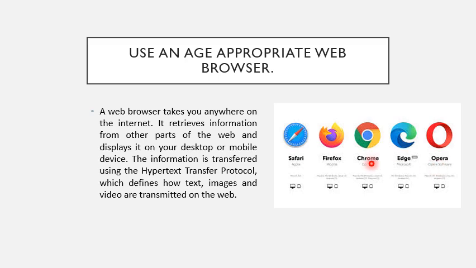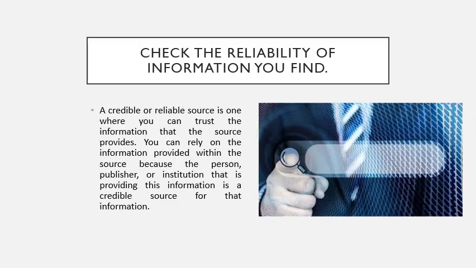Okay, operating systems. Now, check the reliability of information you find. What is the meaning of reliability? Means the trusted information. A credible or reliable source is one where you can trust the information that the source provides. You can rely on the information provided within the source because the person, publisher, or institution that is providing this information is a credible source for that information.